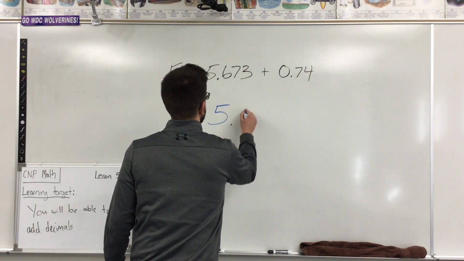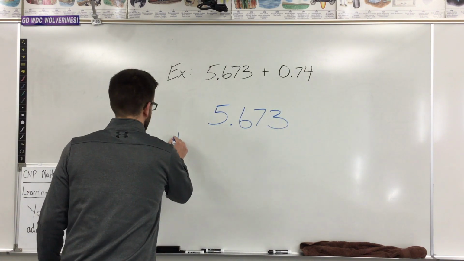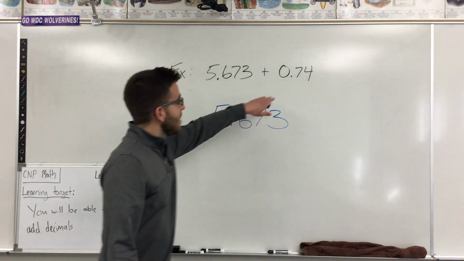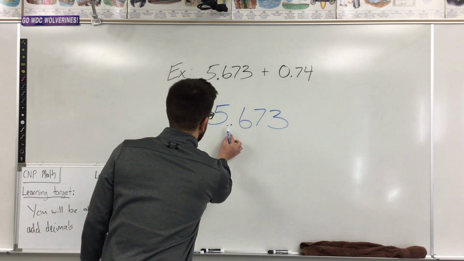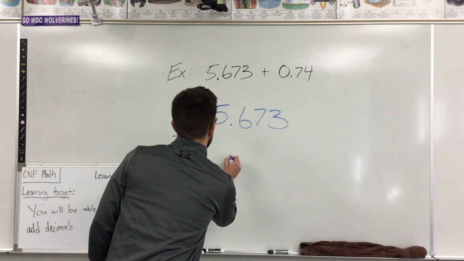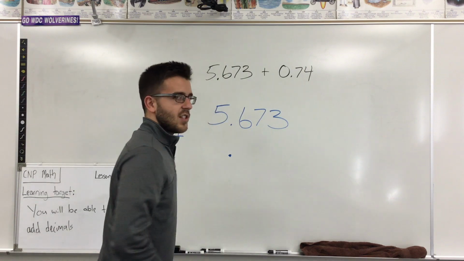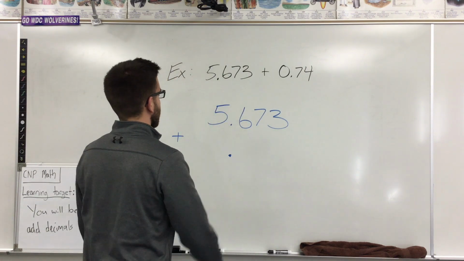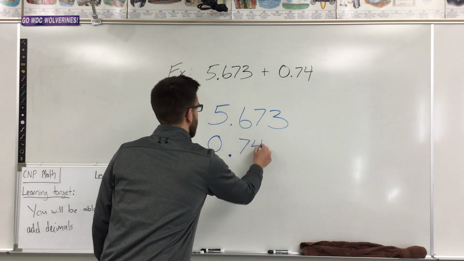5 and 673 thousandths plus. Before I even write this number, I'm just going to put the decimal point directly underneath the decimal point in this number. So that way we know all the digits are going to line up perfectly. Okay, so we have 0 and 74 hundredths.